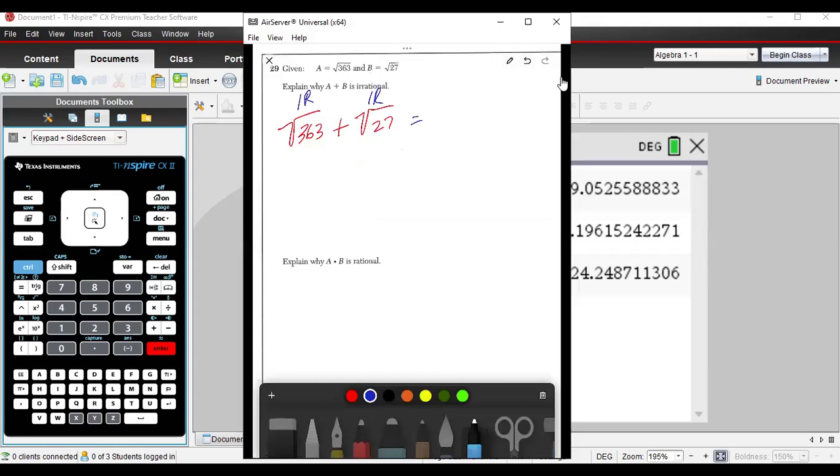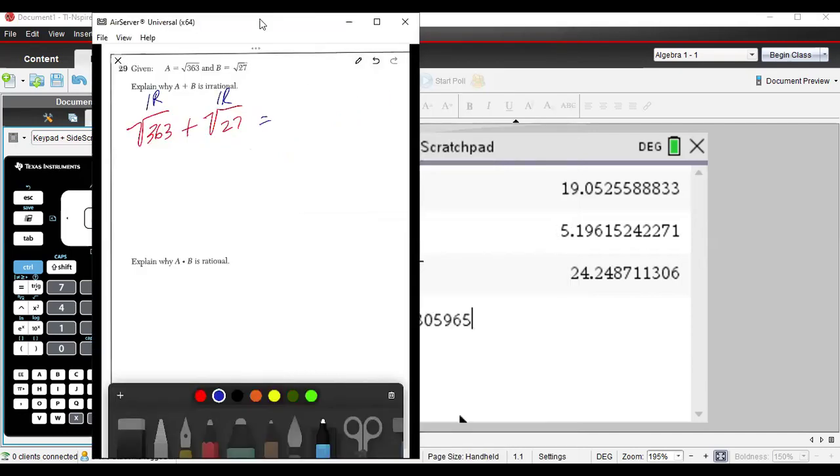So I can go to my page and move this over, move this back up. All right, so I'm just going to write the number that the calculator gave me, 24.248711306. And then I'm going to do the necessary dot, dot, dot. That means that it's going on forever.